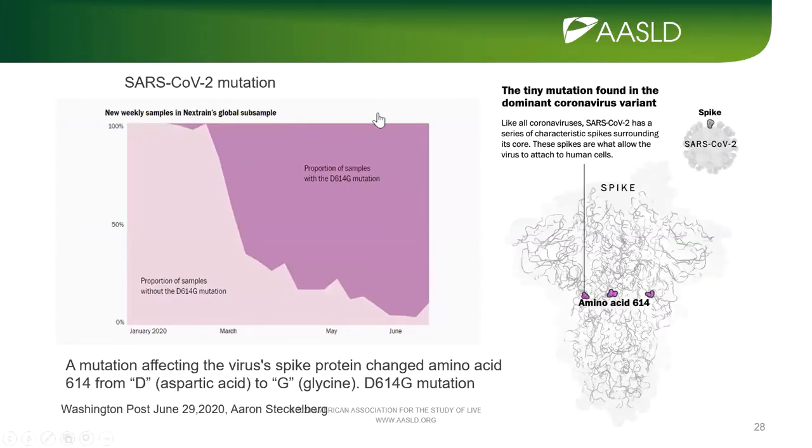In the press lately, there's been interest in mutations in this virus, and what I'm showing here is the proportion of samples with this amino acid substitution in the S spike area of the SARS-CoV-2 virus. It's thought that this D to G change, the D614G mutation, enables the SARS-CoV-2 virus to more efficiently enter the host cell. Although it may more efficiently enter the host cell, it's not well known, and it's not thought, that this makes the virus more pathogenic.